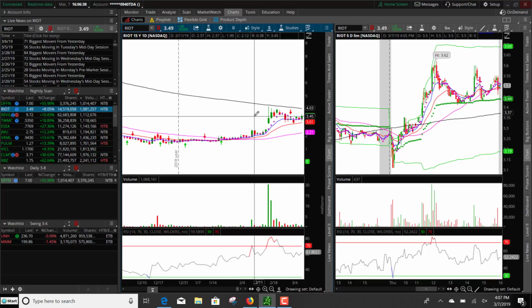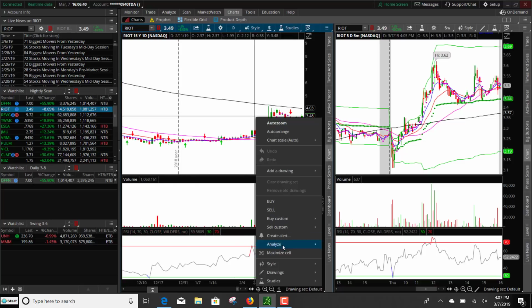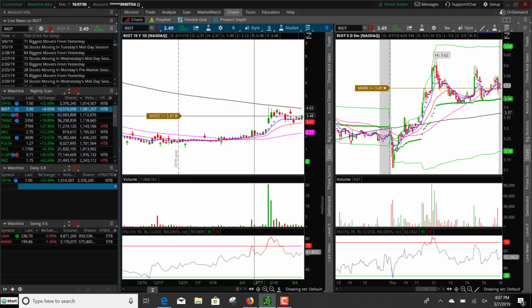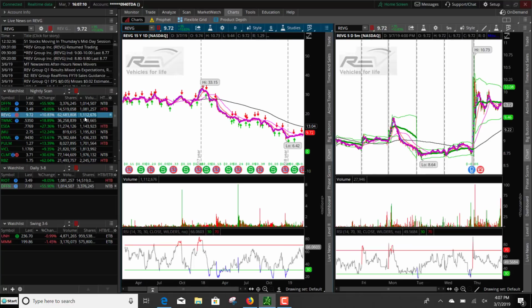All right, so I like the inverse head and shoulders on the hourly. Inverse head and shoulders on hourly. Watch for resistance around $4, and the 200 SMA on daily. And just remember, it needs to break that 350 level and hold. So let's take a look at REVG.